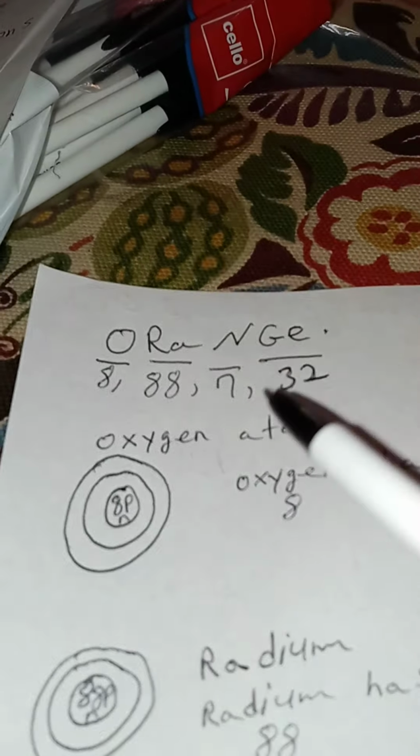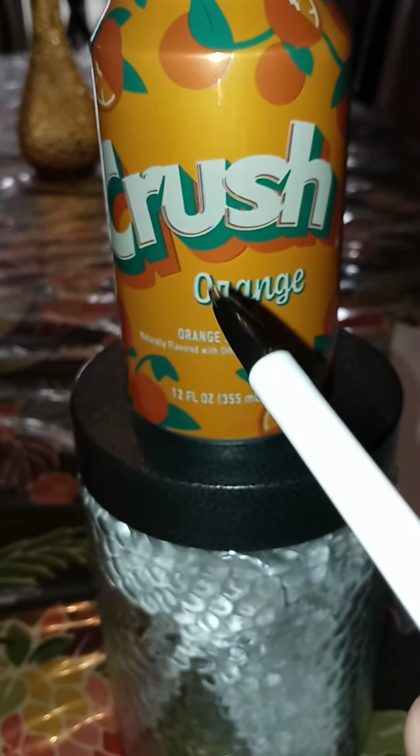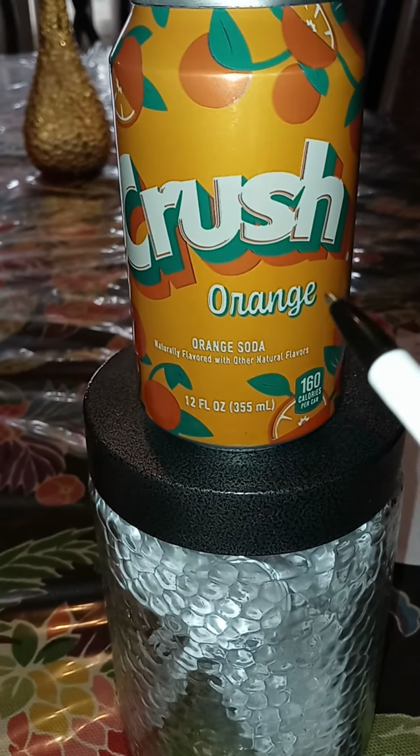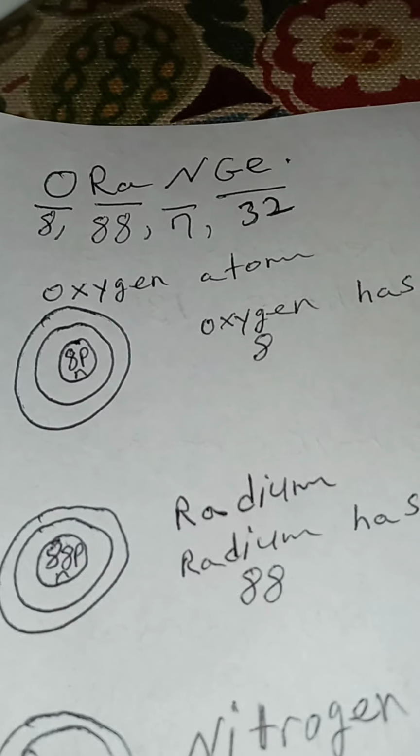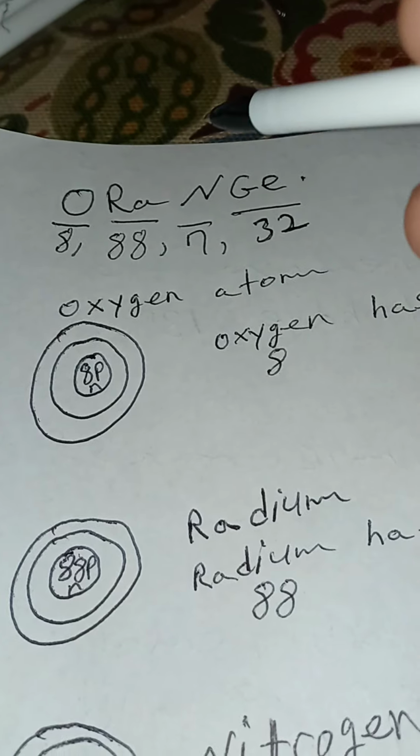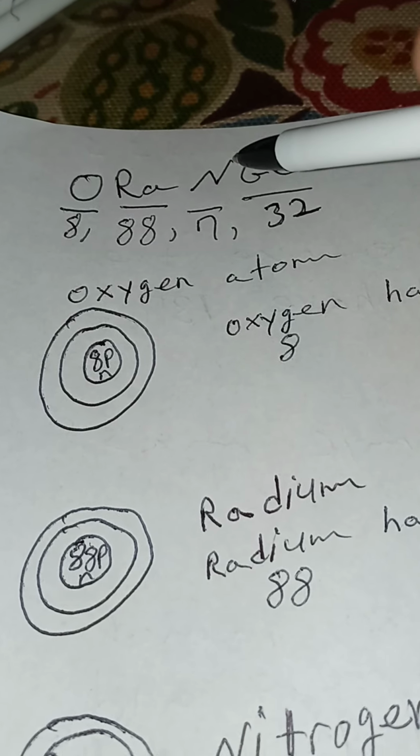Okay, that's what we're talking about right now. Now, if we take the orange from the Orange Crush, ORANGE, and we cut it down, we see the atomic number of each of the elements.